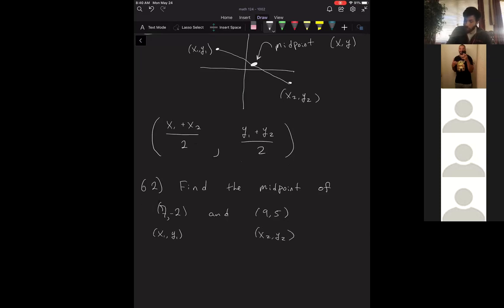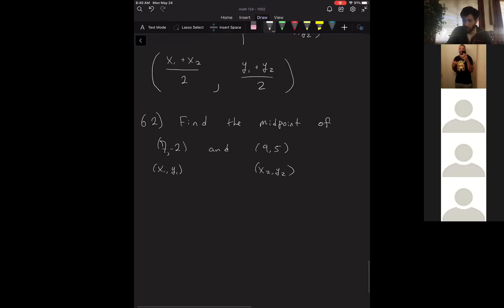So notice that the midpoint formula tells us add up the x values and divide by 2, and then add up the y values and divide by 2. Okay, so let's do that. So let's take our x values. The first x value, x1, that's 7. So we're going to put 7. That's our first x value. Our second x value is 9. So let's just add 9 and divide by 2. Okay, so now for our y values, let's take our first y value, which is minus 2. Add the second y value, which is 5, and then divide that by 2.